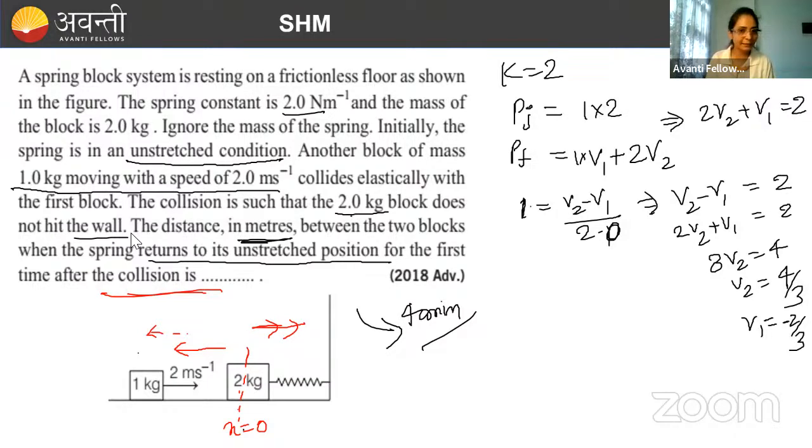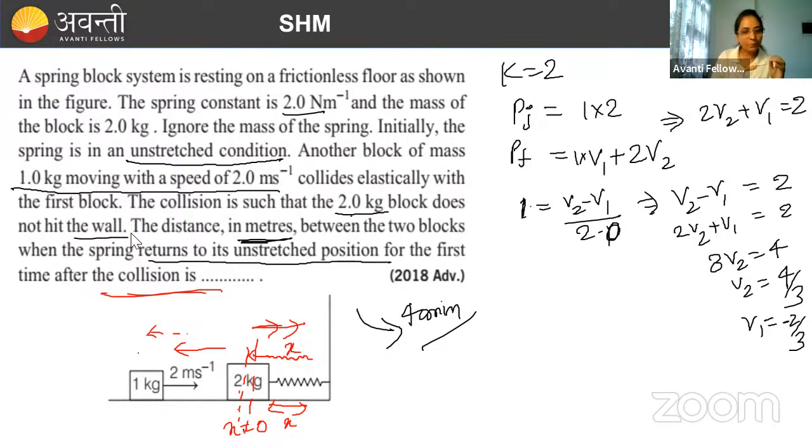So 2 kg के साथ क्या होगा? First, it will compress the spring to the maximum level. Suppose maximum compression is x. After this maximum compression, again it will come back to x equal to 0. Done. So here it will come. Again x distance it will cover and come back here. So it will take some time t1 in compressing the spring. Again another time t2 in coming back to its normal position at x equal to 0.